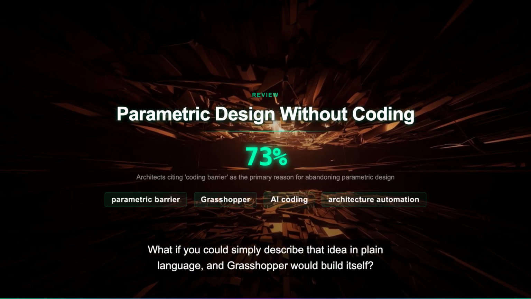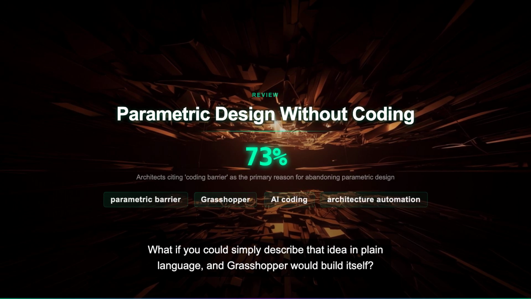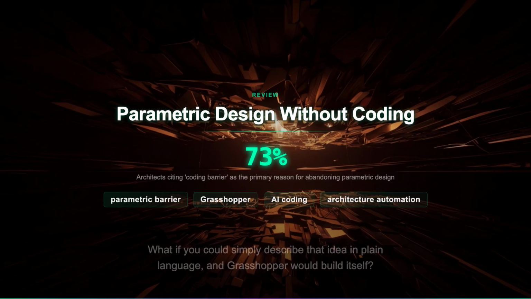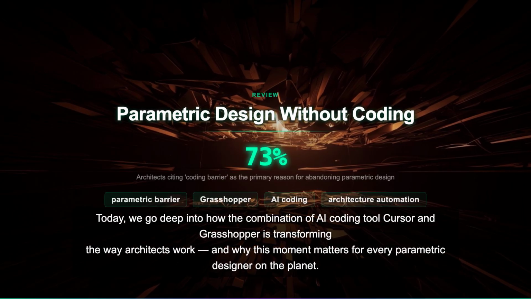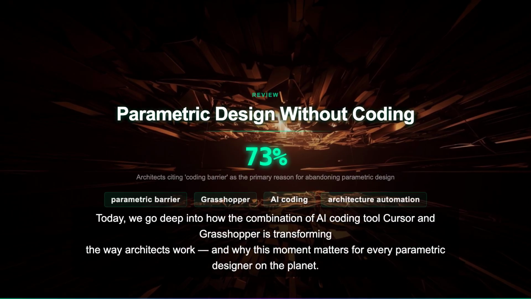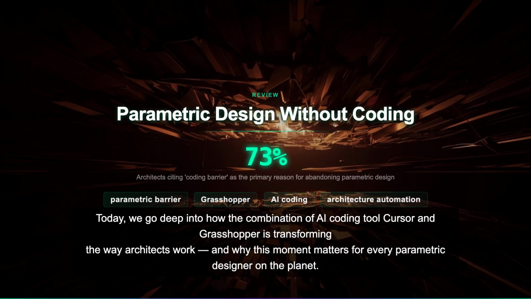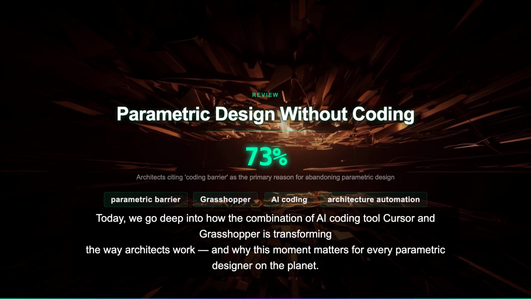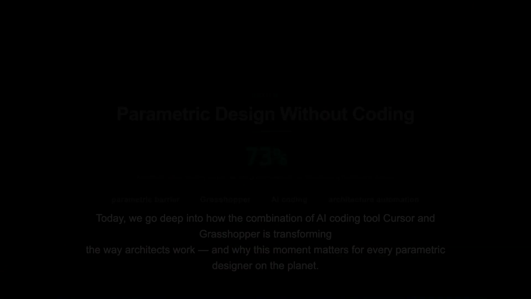What if you could simply describe that idea in plain language? And Grasshopper would build itself? Today, we go deep into how the combination of AI coding tool Cursor and Grasshopper is transforming the way architects work, and why this moment matters for every parametric designer on the planet.